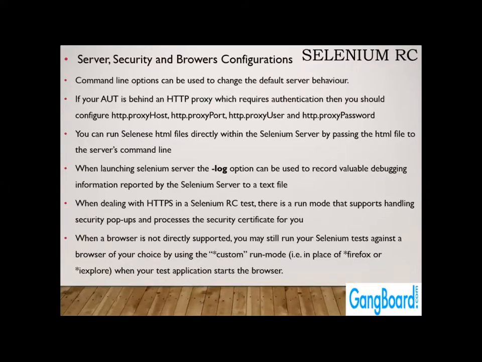Here, the server security and browser configuration. Command line options can be used to change the default server behavior. If your AUT is behind an HTTP proxy which requires authentication, use http.proxyHost, http.proxyPort, and the proxy user and HTTP proxy password.